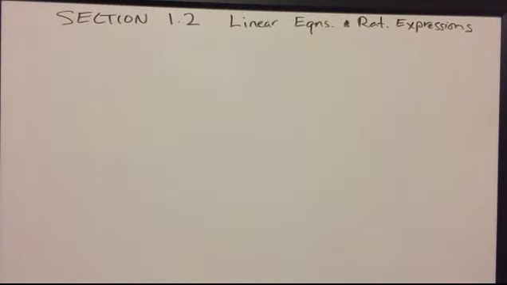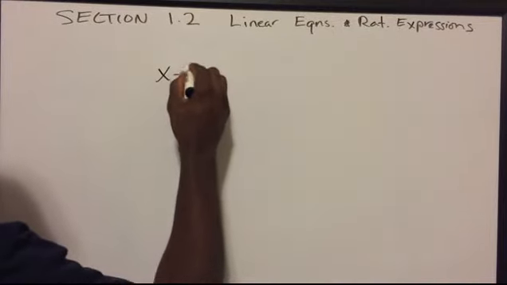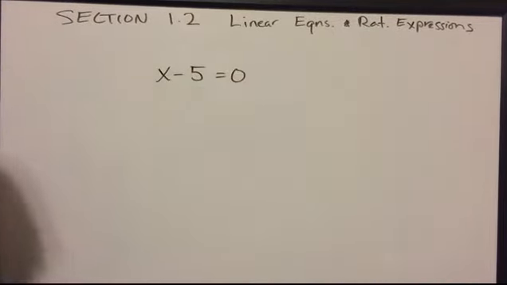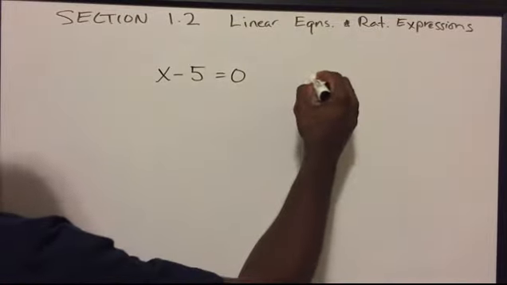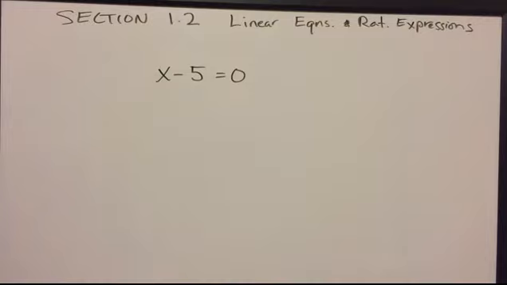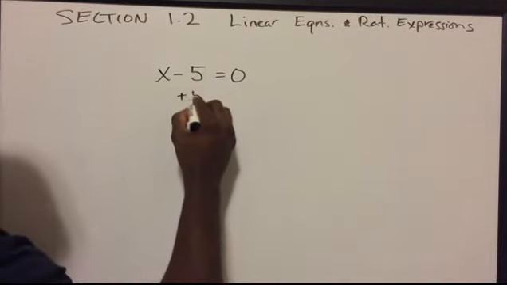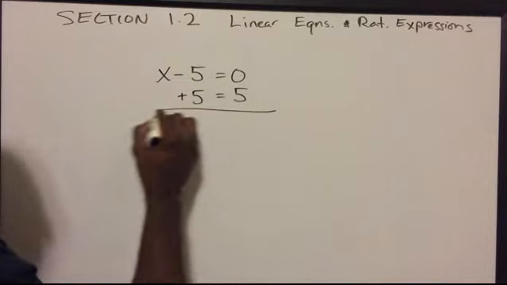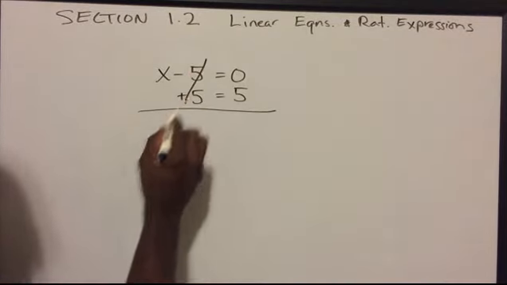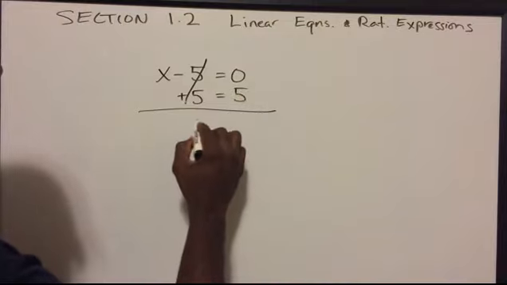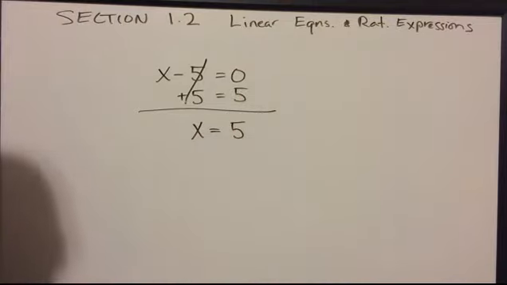Okay, class. Tonight we're talking about section 1.2, linear equations and rational expressions. If you recall from the last class, we dealt primarily with linear equations, in that when we had a problem similar to x minus 5 is equal to 0, what we wanted to do was find the value of x. Well, the way we did that was we added 5 to both sides. By adding 5 to both sides, that allowed us to cancel out this 5 here, and now we have x is equal to 5. So that's how we will solve this problem right here.